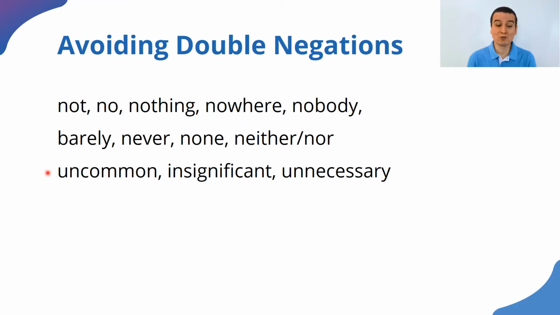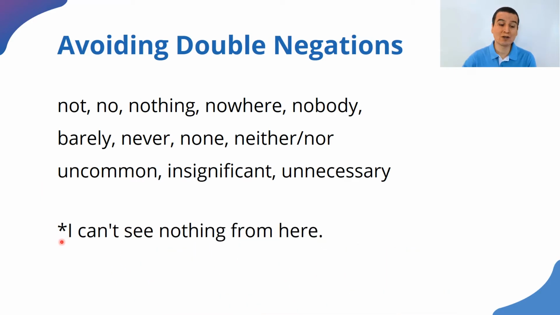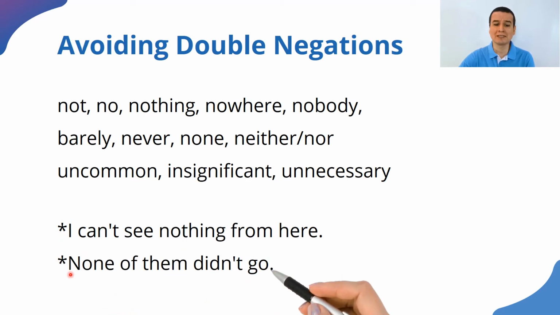Examples of double negations would be something like this. Look, in English, we mark with an asterisk before a sentence that we know is incorrect. That's why these are incorrect. I can't see nothing from here. We have can't, a contraction of not, and we have nothing. So that is a double negation because there are two negative terms there: can't and nothing. None of them didn't go. That is very incorrect. Remember, none is negative and didn't is a negation as well. So that would be a mistake.